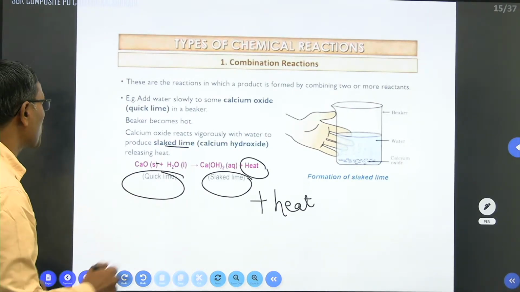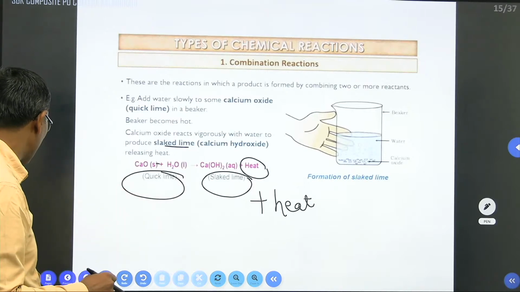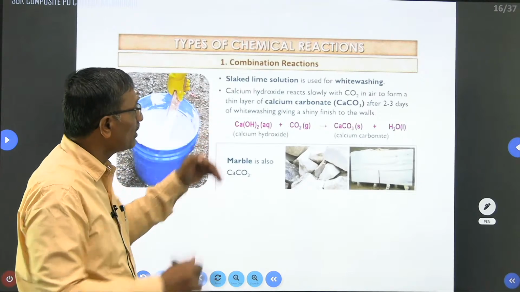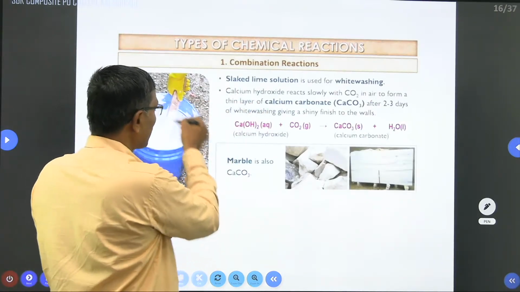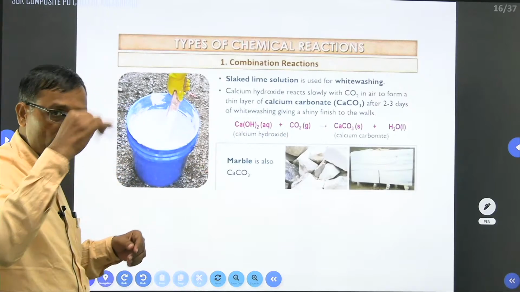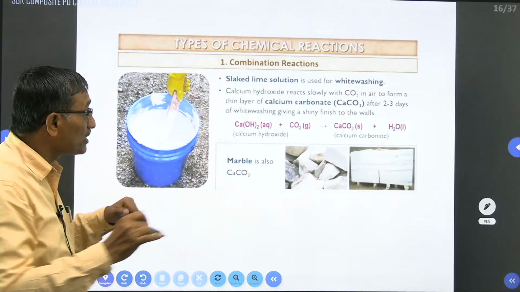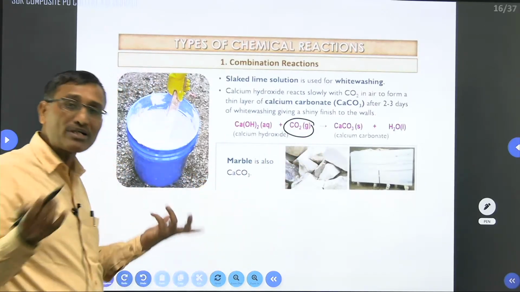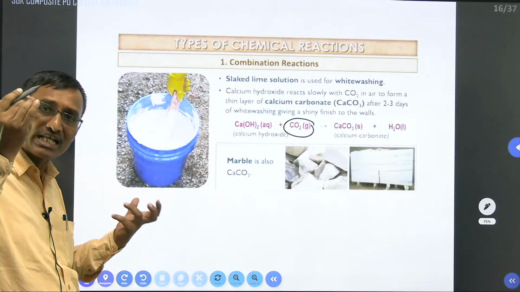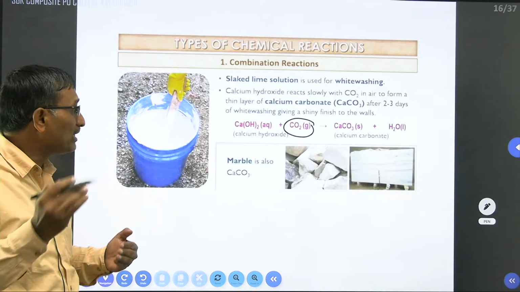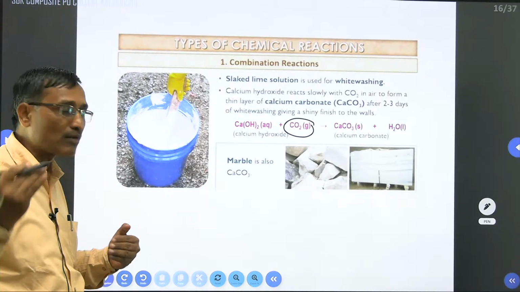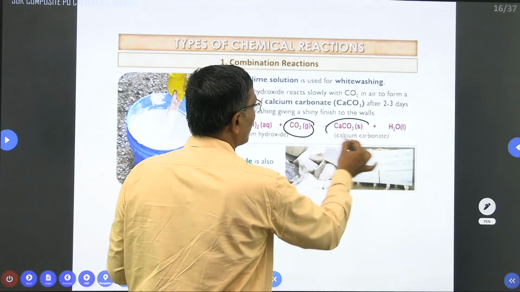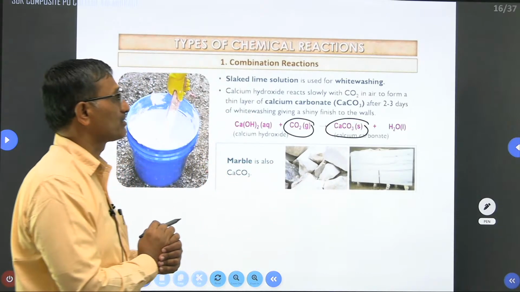Okay. Now coming to one more example we will go through, where, yes, students, here again the same. The slaked lime solution appears in the form that is also known as whitewashing, you know already. But this calcium hydroxide reacts slowly with what? Carbon dioxide. Where is it available? It is there in the atmosphere. When calcium hydroxide reacts with carbon dioxide slowly, what happens? There is a formation of a layer of calcium carbonate.